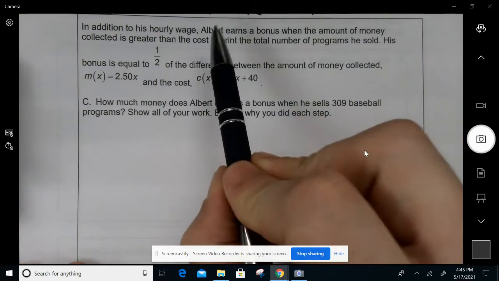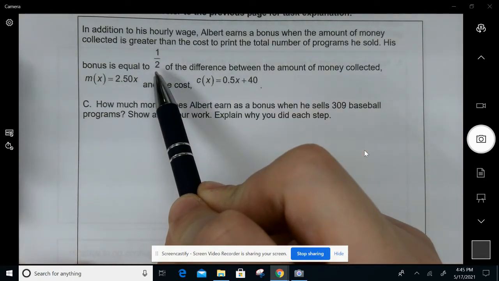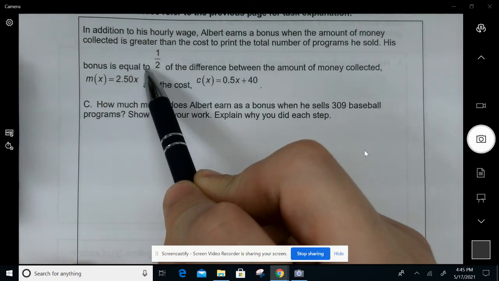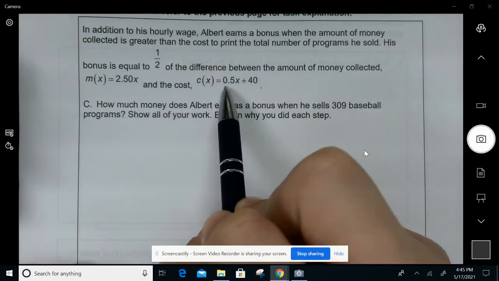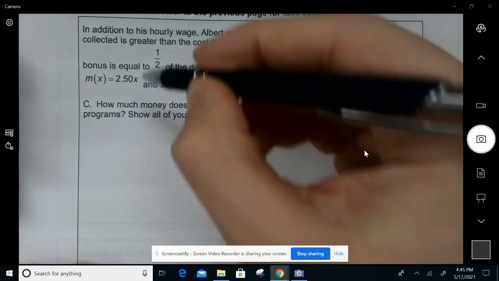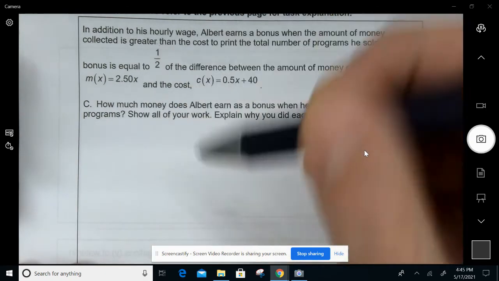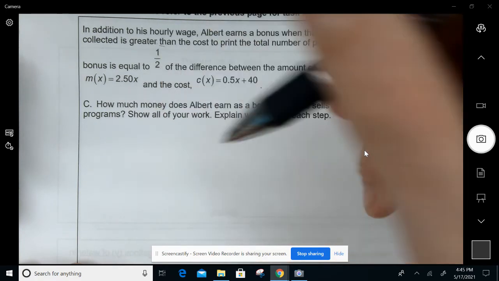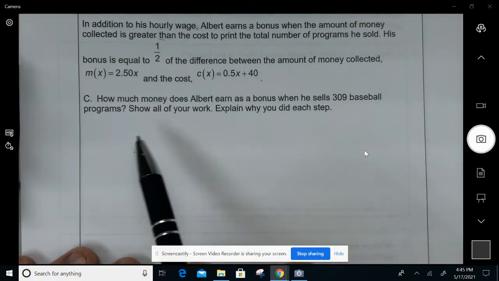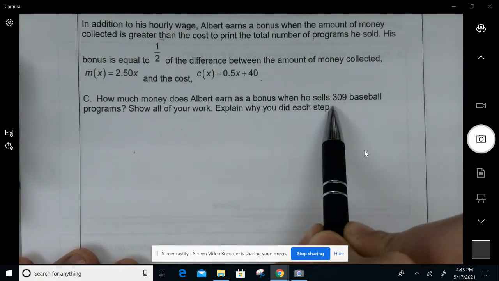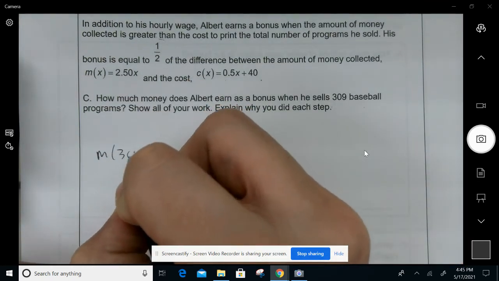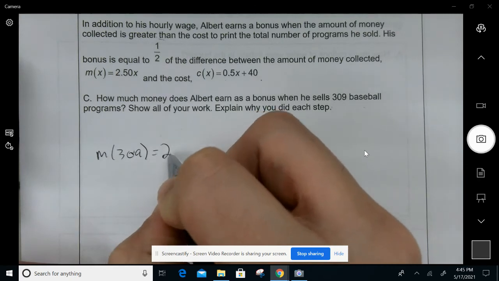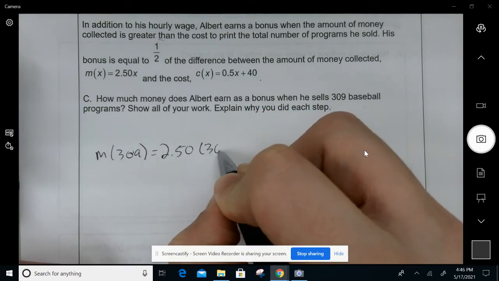So this dude gets a bonus, or his bonus, I should say, is equal to 1/2 the difference between these two. That's kind of our second step to deal with his bonus. All right. So we'll deal with the bonus later, but it says how much money does Albert earn as a bonus if they sell 309 programs? So first, plug in 309 into each of them and find.